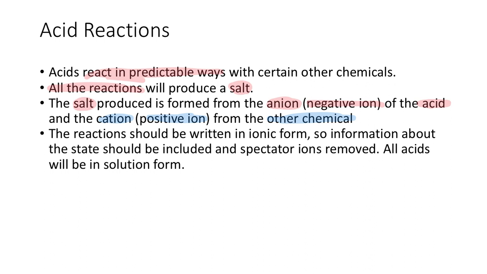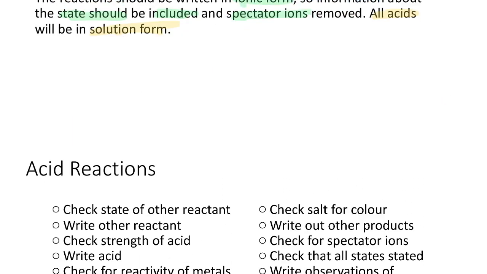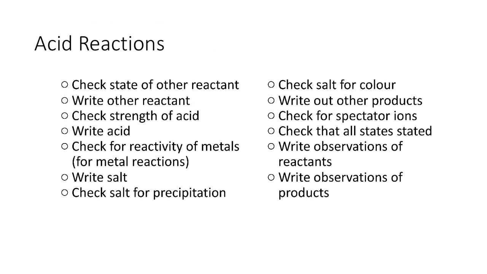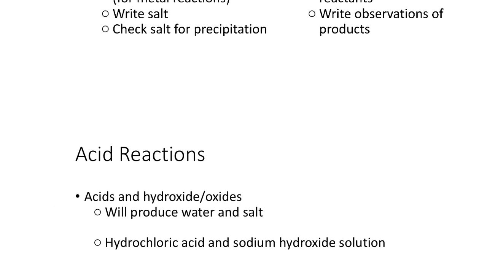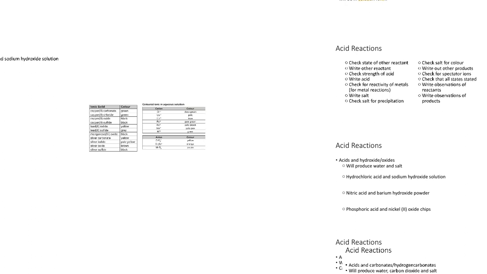The reaction should be written in ionic form where possible. Information about the state should be included and spectator ions removed. We'll deal with that later, and in general, all acids will be in solution form for now. We'll deal with different forms later on in Year 12. So these are a couple of the rules. Let's get started and walk through some of these ideas. This is a checklist of things to do when you write out these acid reactions.